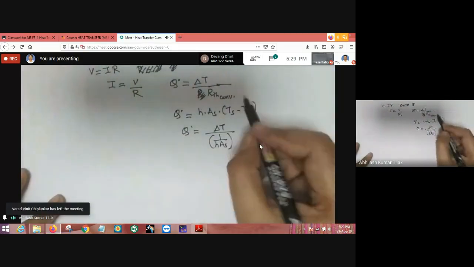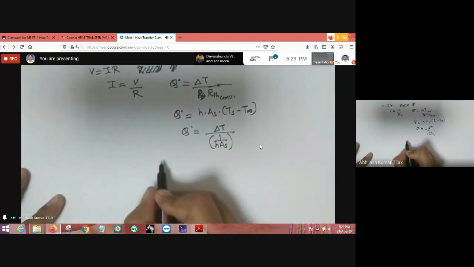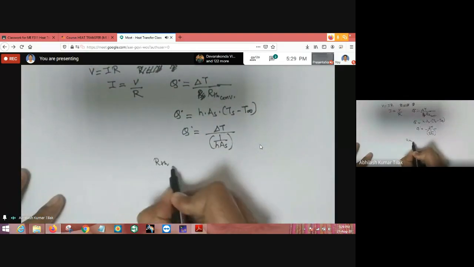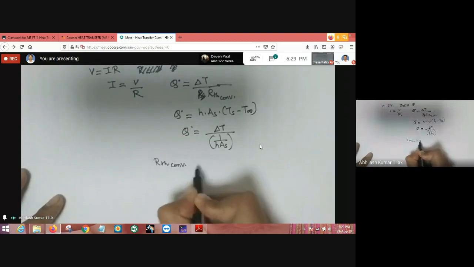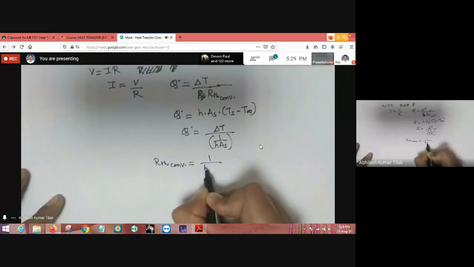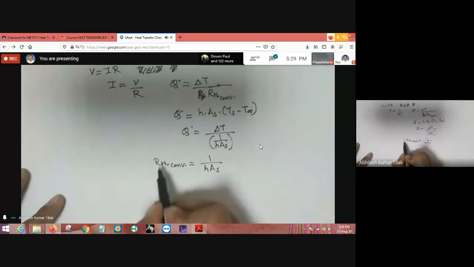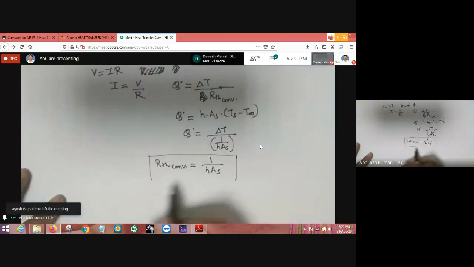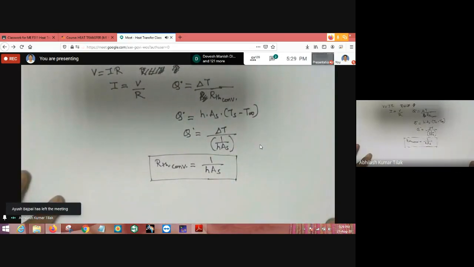So if you compare these two relations, I can write the convective resistance is equal to 1 upon HAS. This is the convective resistance to the heat transfer.